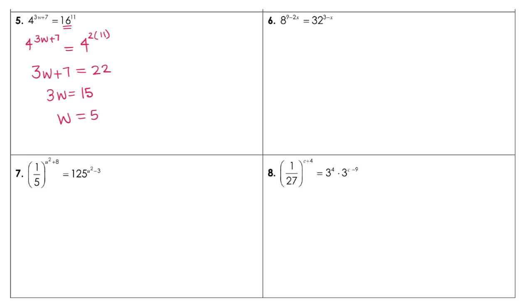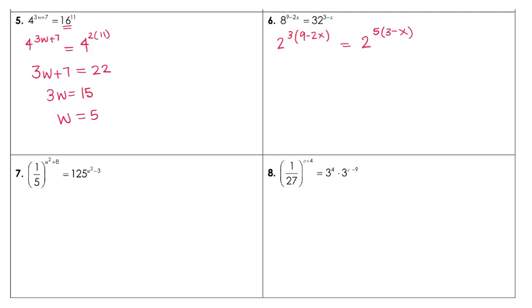Okay, our next problem, we can change our bases, and I would change this all the way down to 2. So I know 8 is 2 to the 3rd, raised to the 9 minus 2x, equals 2 to the 5th, that's raised to the 3 minus x.